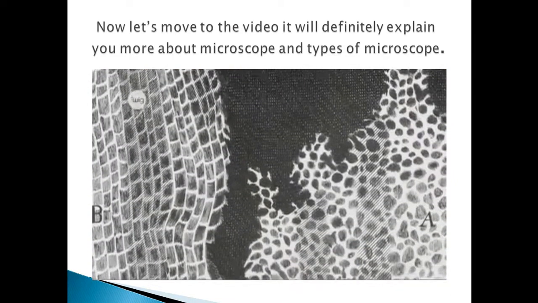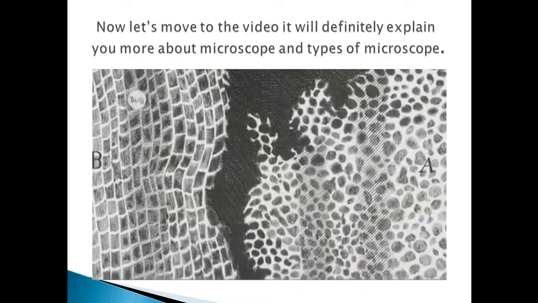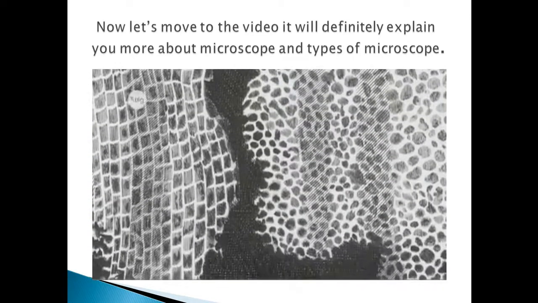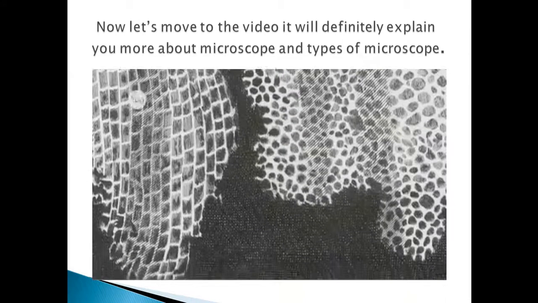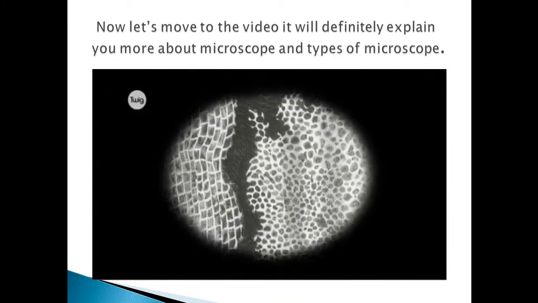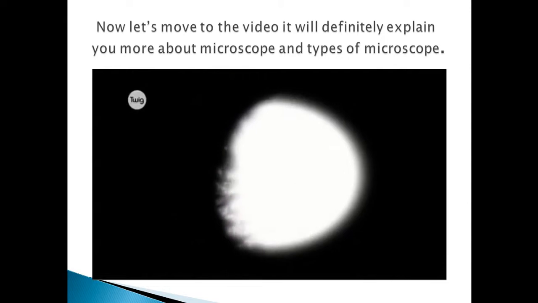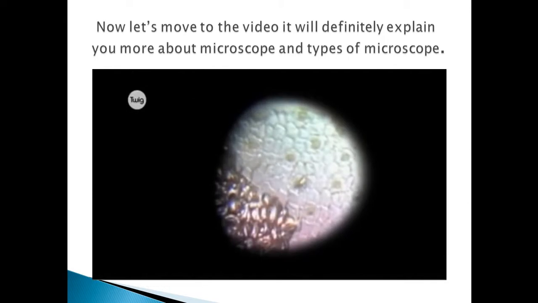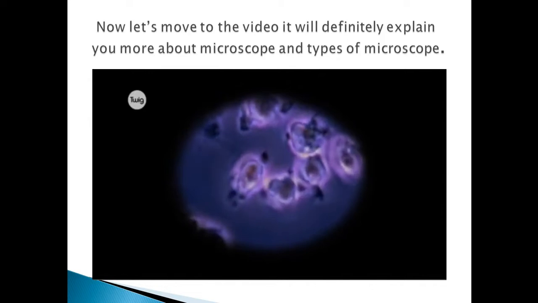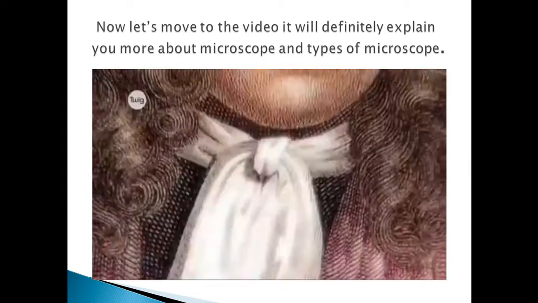Hooke observed that tissues were constructed of many tiny individual building blocks. In 1665, he had discovered and named the cell. Hooke was actually viewing cork, dead plant cells. The first person to witness a live cell under a microscope was Anton van Leeuwenhoek.